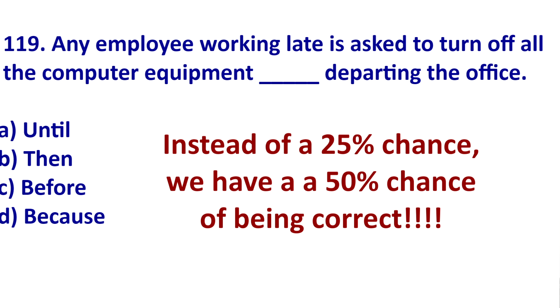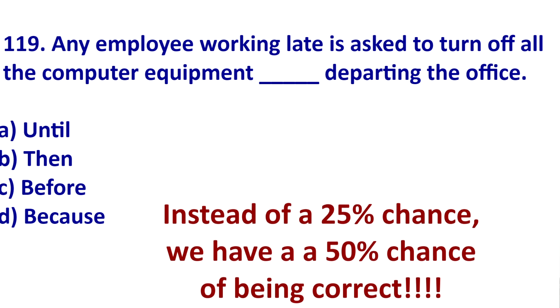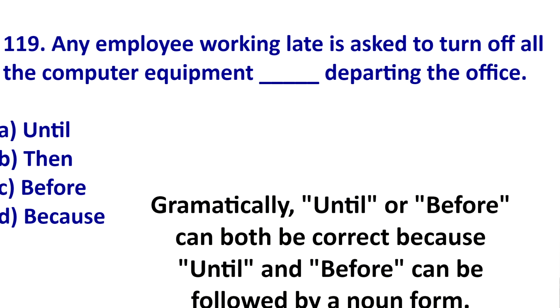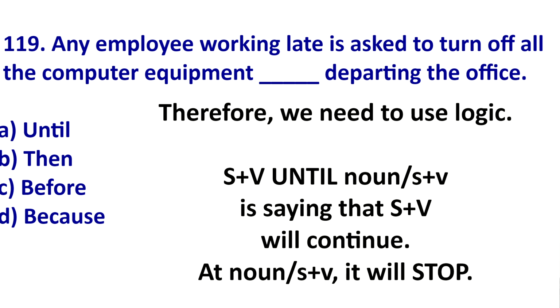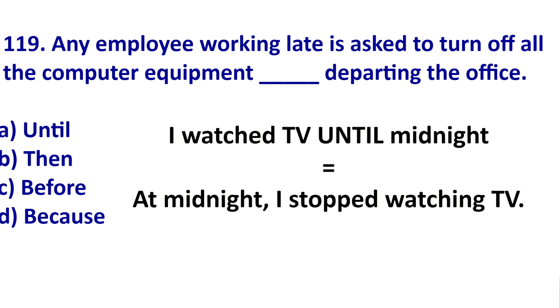So we have until and before, and grammatically both can be correct. So we have to look at context and the idea of the sentence. When you use subject verb until subject verb, you are saying this continues, and it stops at this point. For example, I watched TV until midnight. I watched TV until I fell asleep. So I watched TV, and at midnight I stopped.